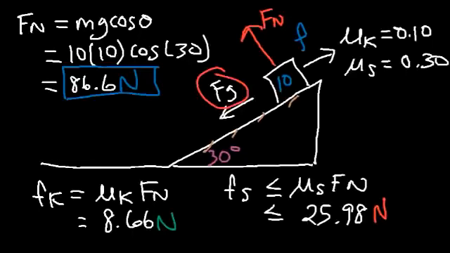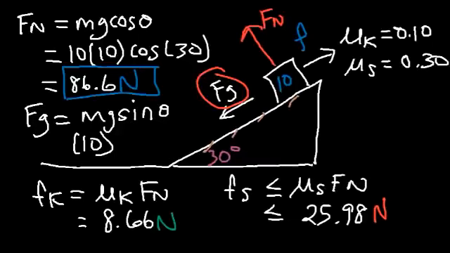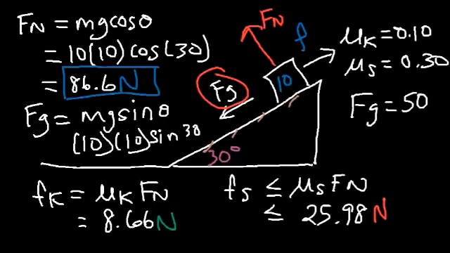So now we need to calculate Fg. If Fg exceeds Fs, it's going to slide down. If not, it's going to remain at rest. Fg is equal to mg sine theta. So that's going to be 10 times 10 times sine of 30, which is 100 sine 30, and sine 30 is a half, so Fg is equal to 50 newtons. So Fg exceeds the static frictional force, therefore the object will slide down.